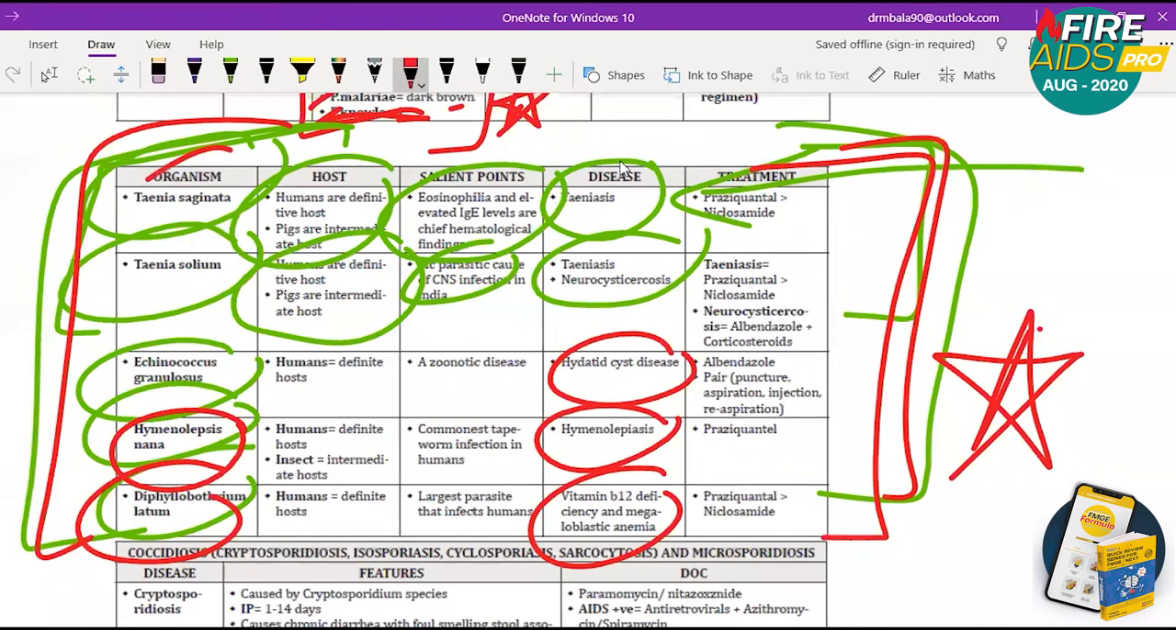You have already seen the different names for these. So this is fish tapeworm, dog tapeworm. You should know the different names of them. Knowing this entire table is definitely going to help you in your examination. So when you read this, you should go back to the table.